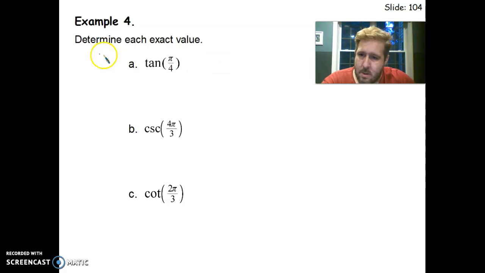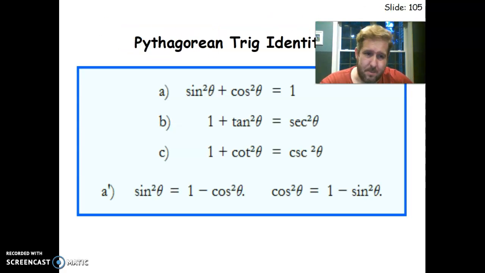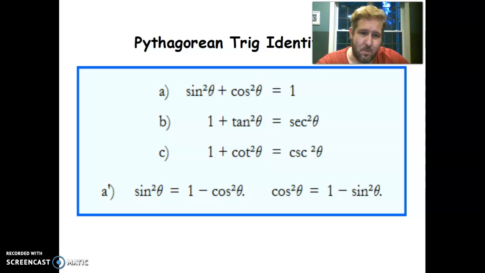Determine the exact value of tangent of pi over 4. Tangents, you know what, those are the exact same thing, so I'm going to skip those because I have some more things I want to get to.